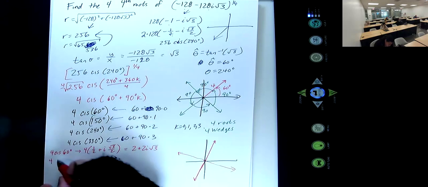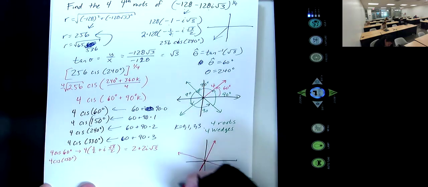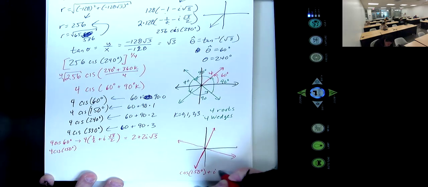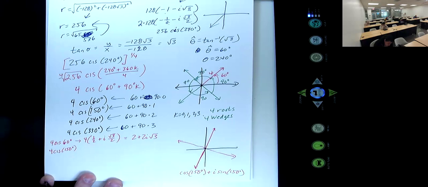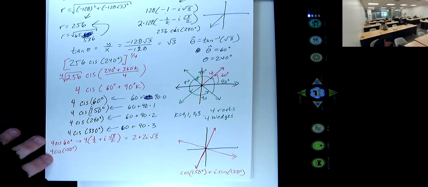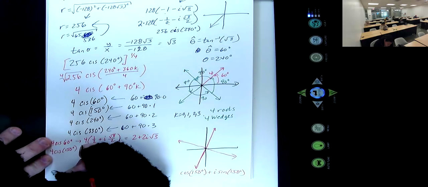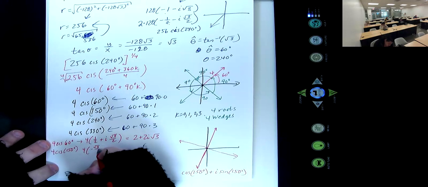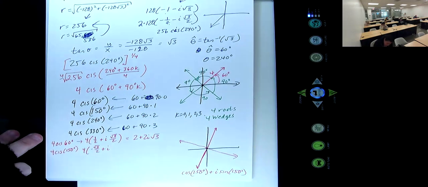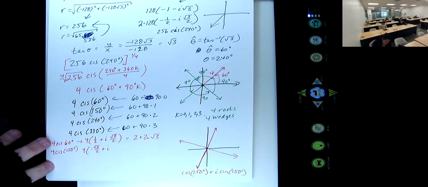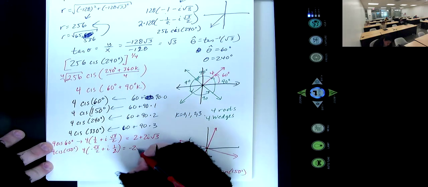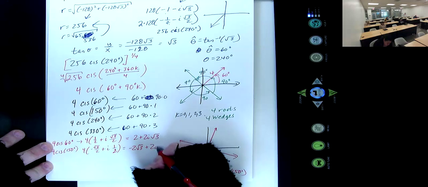I do 4 cis 150. Remember that is cosine 150 plus i sine 150. Cosine of 150 is negative root 3 over 2. What's sine of 150? 1/2. So this is negative 2 root 3 plus 2i.